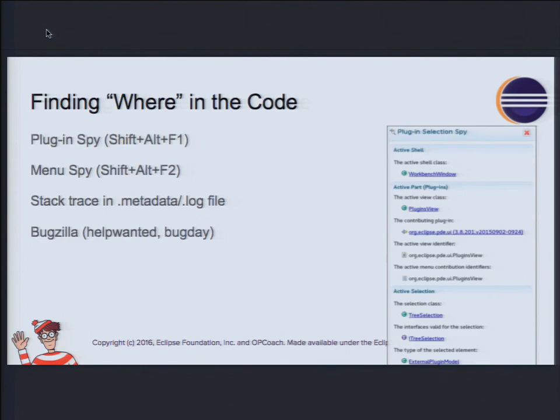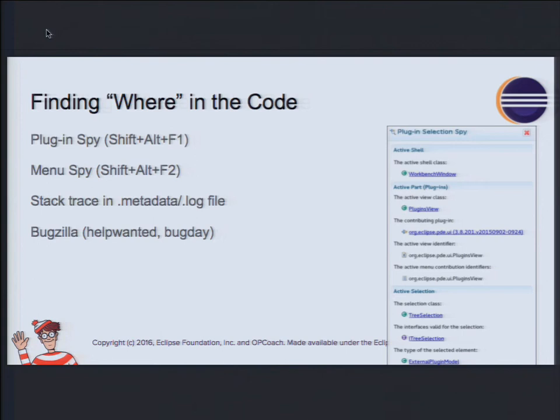How do you find where something is in the code? There's a bunch of tools for that. The plugin spy, Shift Alt F1, will tell you information about the current view. So if you're a view and you want to make a patch to one of the views in Eclipse, bring that view to the front, make that the focus. Hit Shift Alt F1 and the plugin spy will open up with information, including links that will take you to the implementations of the different things.